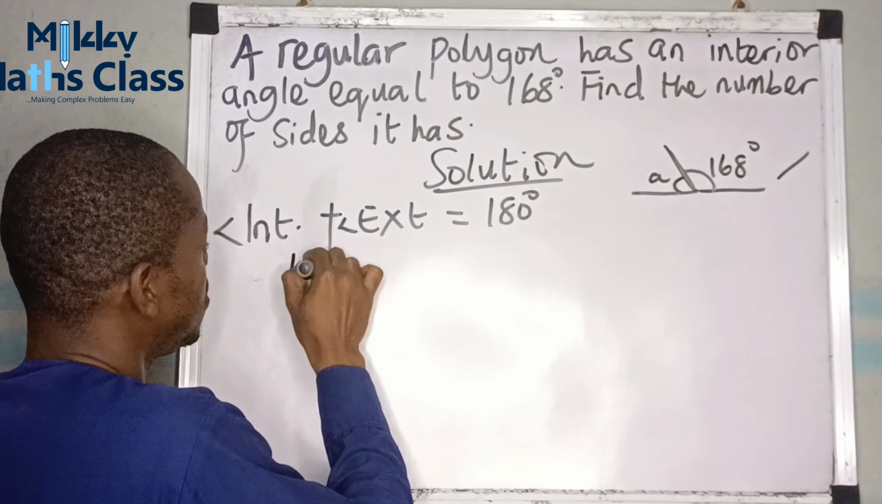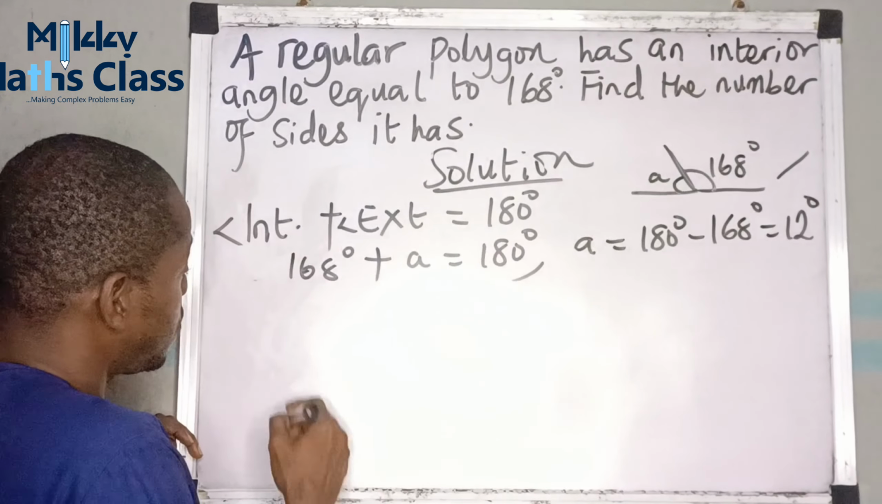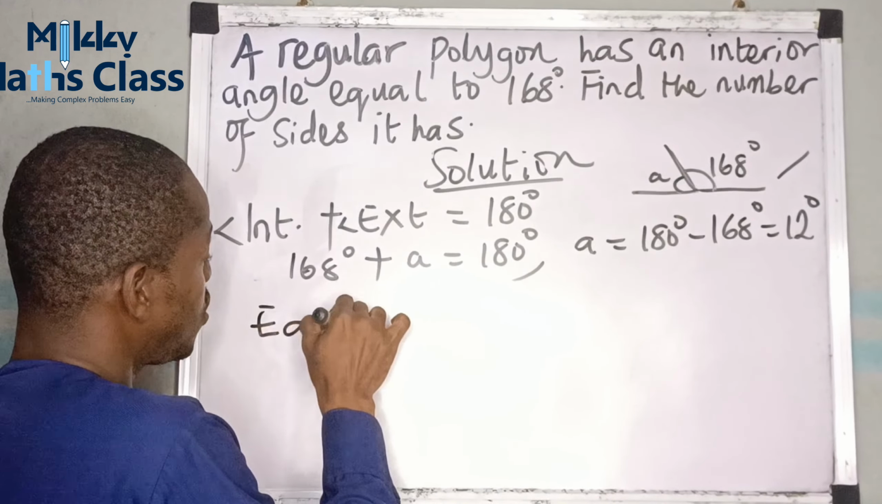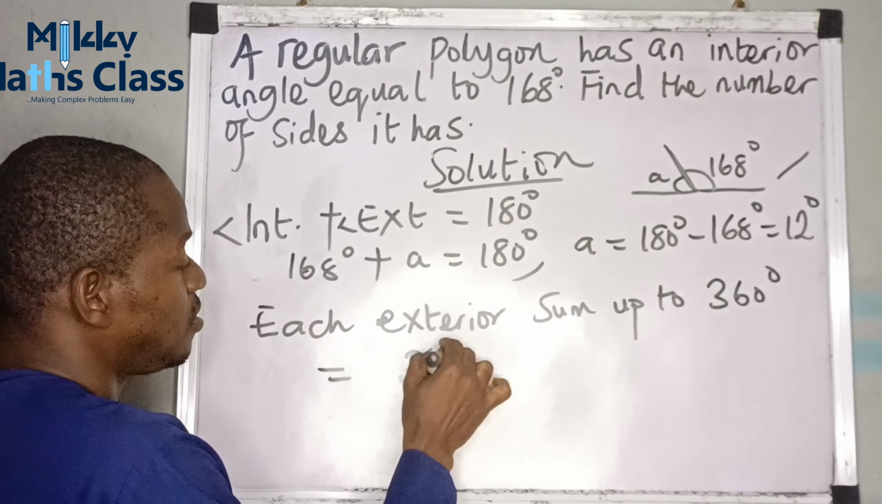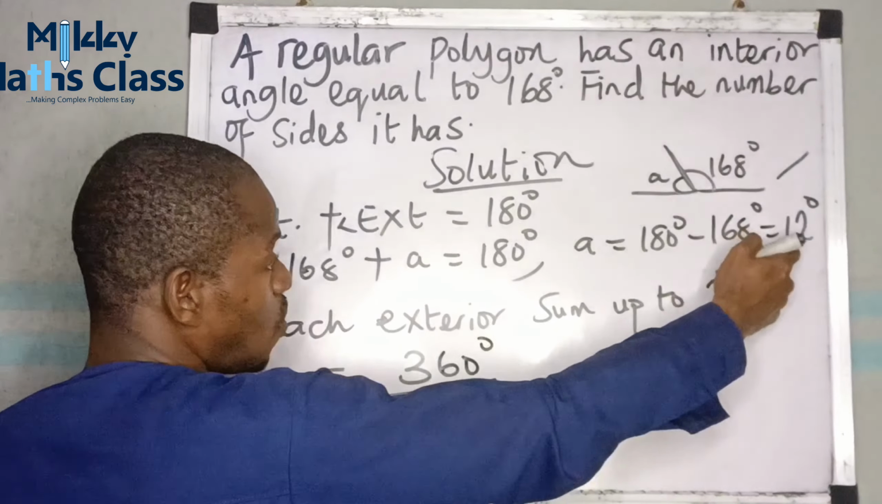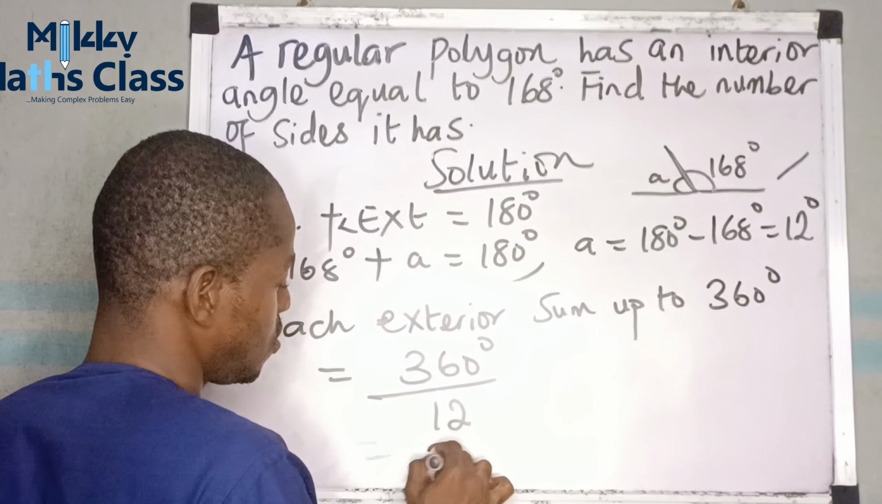Now it says find the number of sides it has. Why did we find each of the exterior angles, one exterior angle? Because we know that each exterior angle sums up to 360 degrees. Each of the exterior angles of the polygon sums up to 360 degrees. So the number of sides it has will now be 360 degrees divided by one of the exterior angles, 12. This will give us 30.